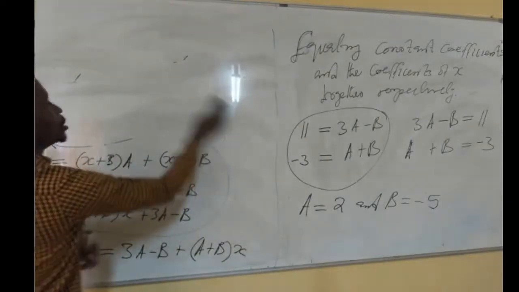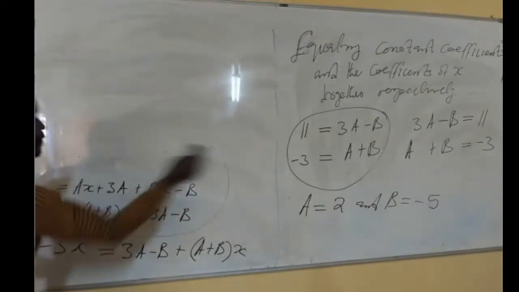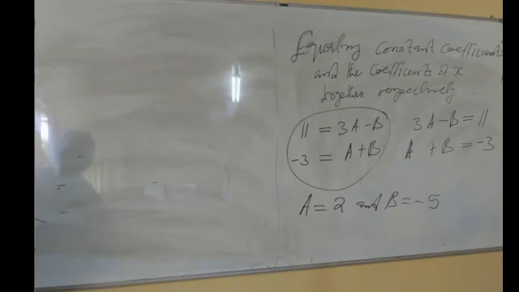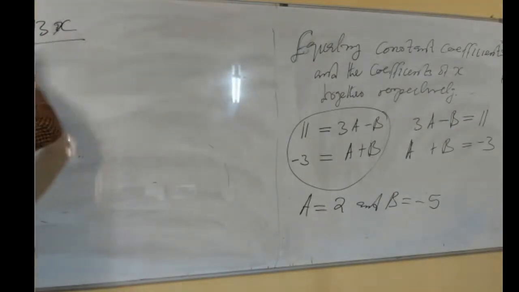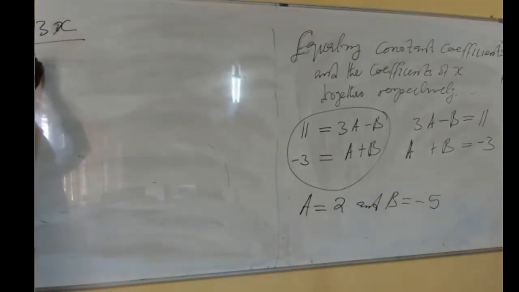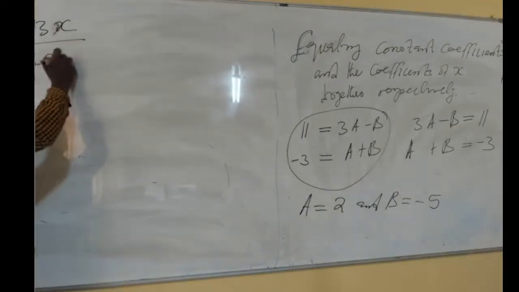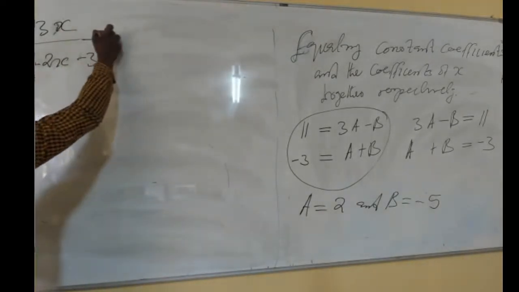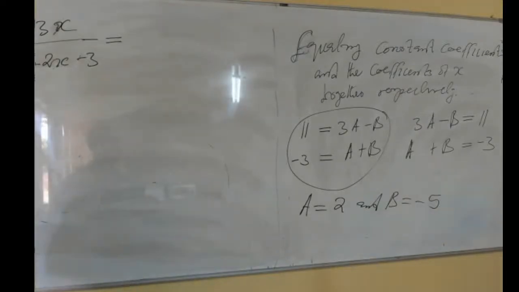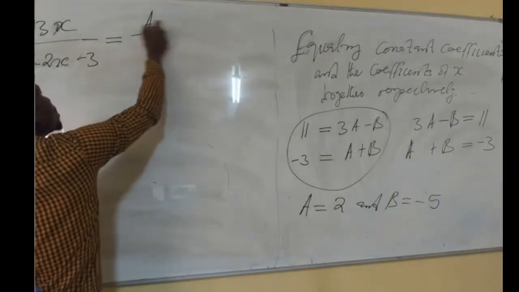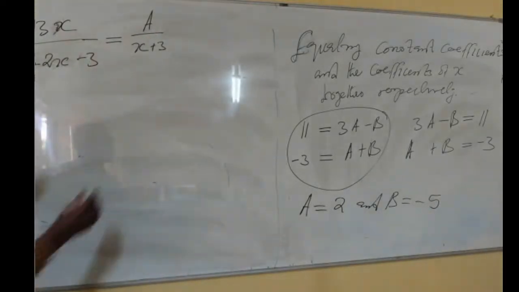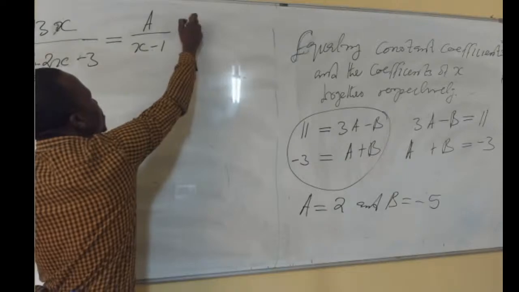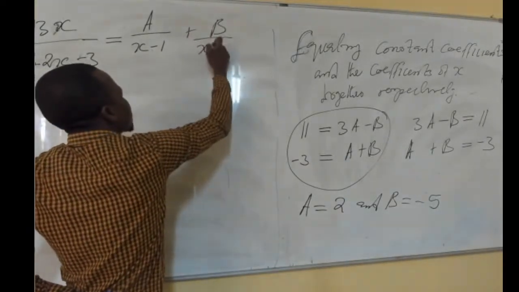Now our rational function, which was equal to (11 minus 3x) divided by (x squared plus 2x minus 3), is equal to, now remember we said that this expression was equal to a divided by x, was it plus 3? Oh no, it was minus 1, then plus b divided by x plus 3.